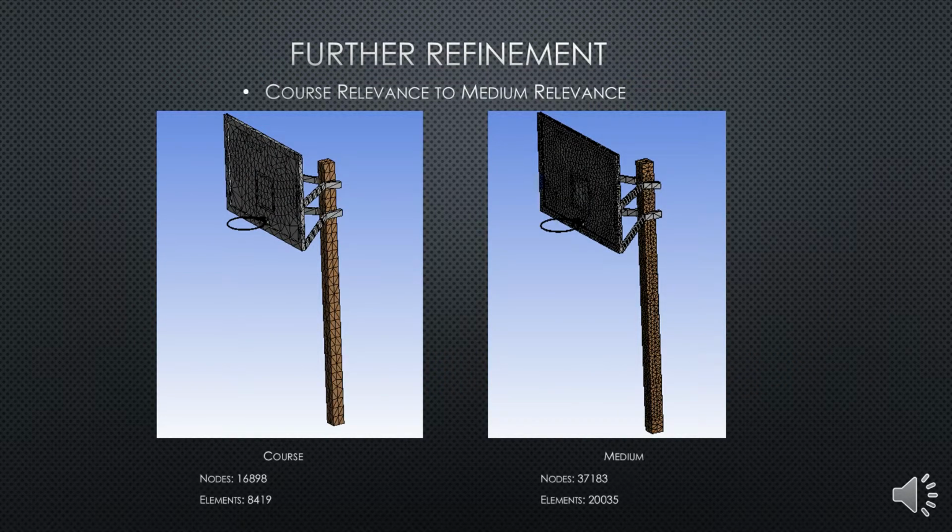The picture on the left is from the previous slide, where we created connections and refined the beam. In order to obtain accurate results, we chose to change the relevance from coarse to medium. You can see the number of nodes and elements at the bottom to compare the two relevances.